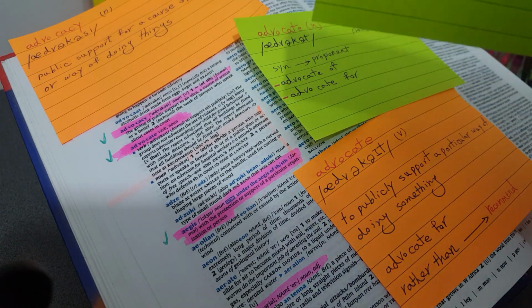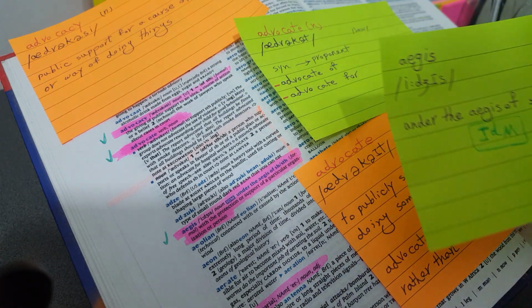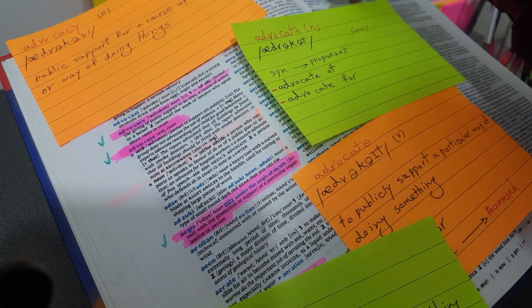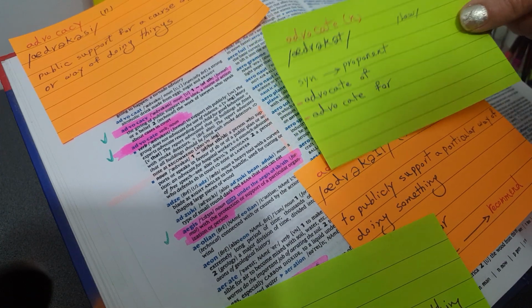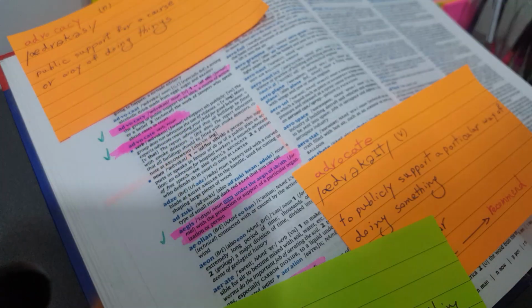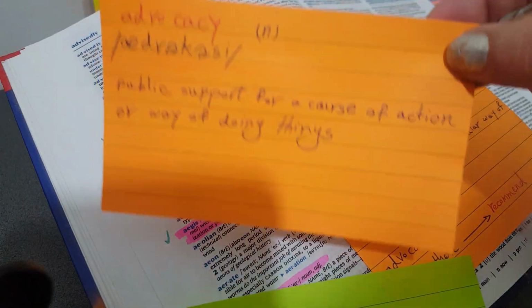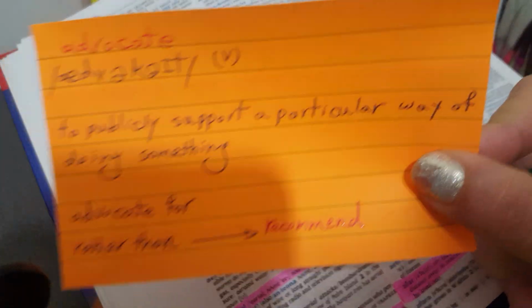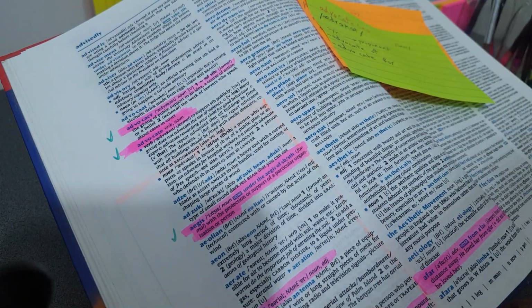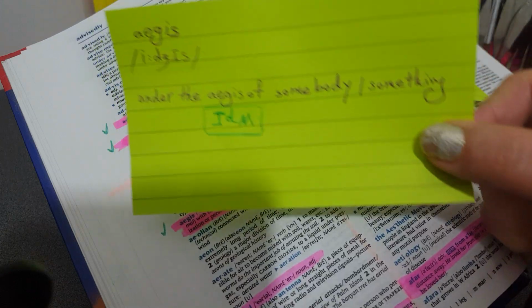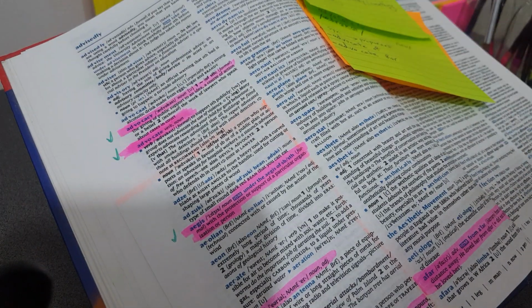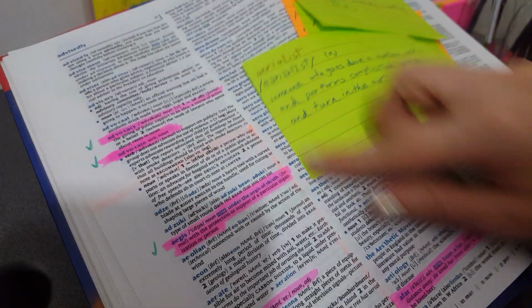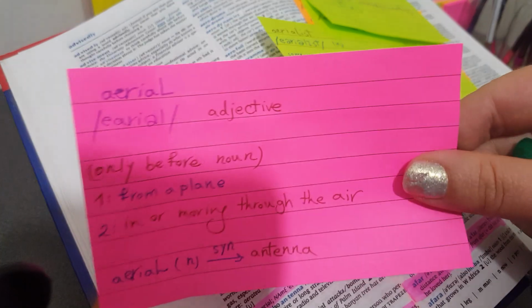Everything we need to know about this word. That's amazing. That's enough today. So: advocate, verb, and agency, and earliest, noun, and earlier.